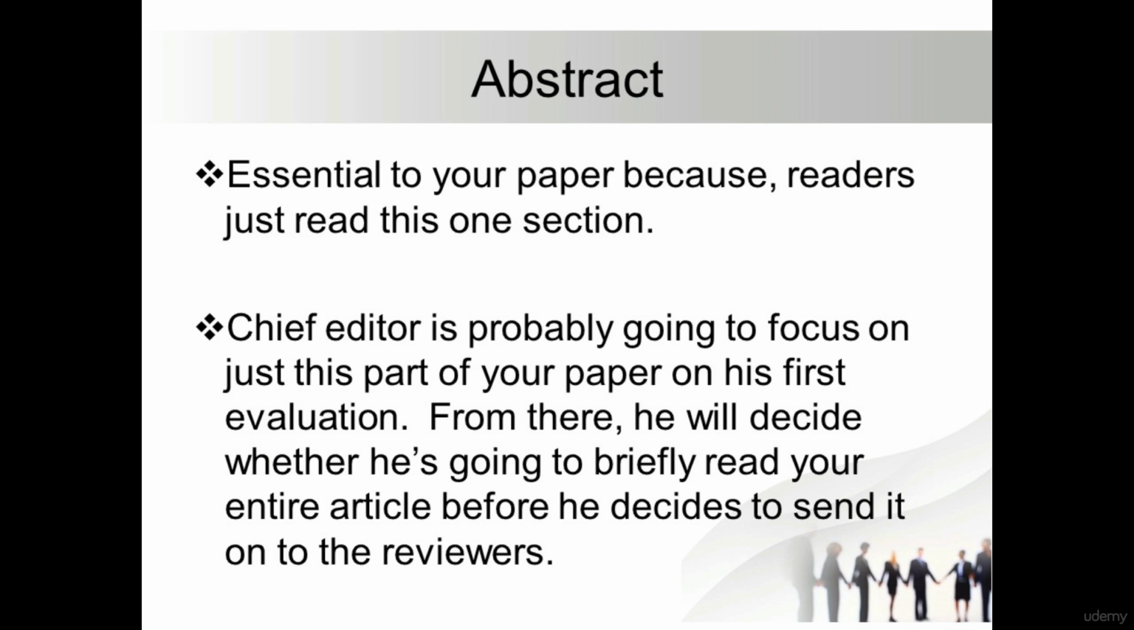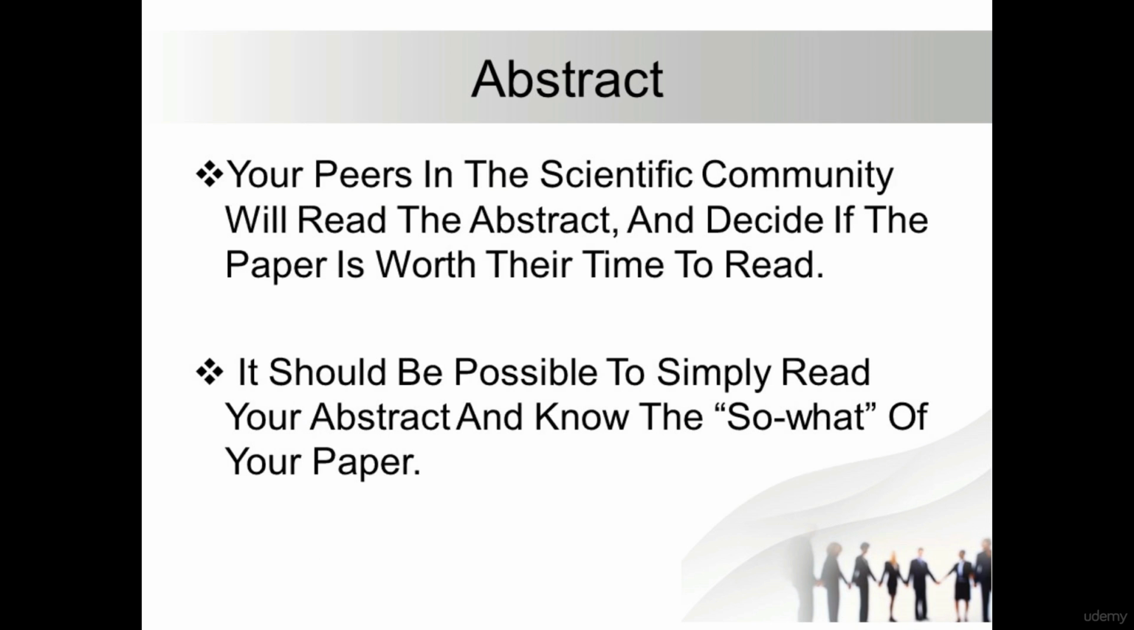The abstract is really essential to your paper because, unfortunately, it's not uncommon for readers to just read this one section to see if the topic and paper catches their attention or not. The chief editor of your targeted journal that we mentioned before is probably going to focus on just this part of your paper on their first evaluation. From there, they'll decide whether they're going to briefly read your entire article before they decide to send it on to the reviewers. And your peers in the scientific community will read that part, the abstract, and decide if the paper's worth their time to read.